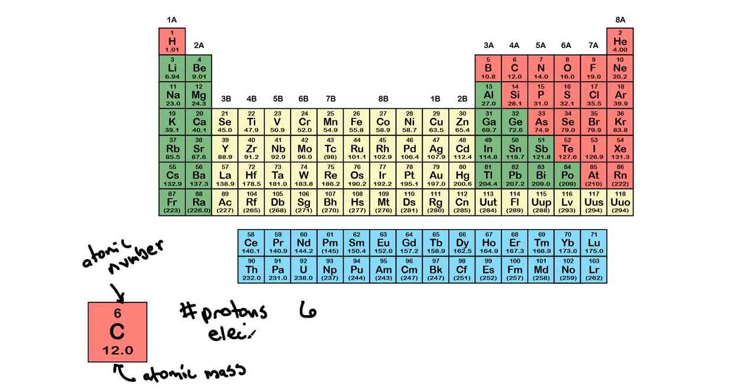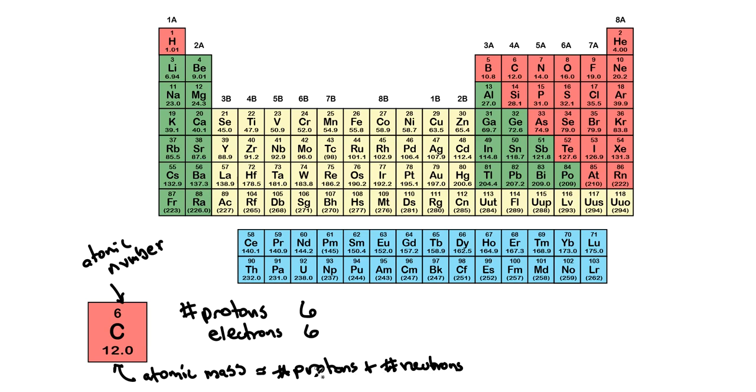Electrons, for right now this is a lie, but we're going to say the number of electrons always equals the number of protons, so it's got 6 electrons. Now the atomic mass is a little bit different. Atomic mass equals the number of protons plus the number of neutrons.